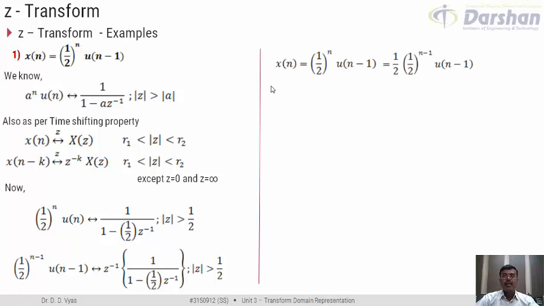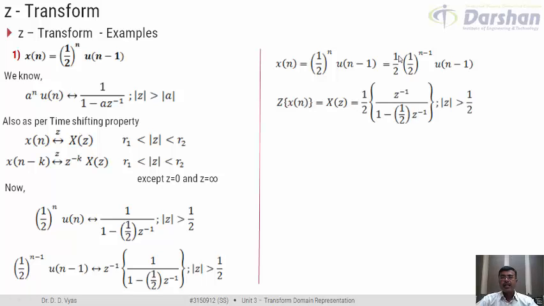Now, this is not difficult to address, as x of n can be written as 1 by 2 into 1 by 2 raised to power n minus 1 u of n minus 1. Because if we multiply by this 2, we would ultimately get 1 by 2 raised to power n. So now x of n can be represented as 1 by 2 into this. 1 by 2 being a constant, if I take the Z transform, I can write the Z transform multiplied by 1 by 2. So the Z transform x of z becomes 1 by 2 z inverse upon 1 minus 1 by 2 z inverse, mod z greater than 1 by 2.